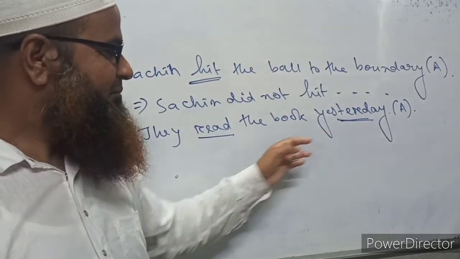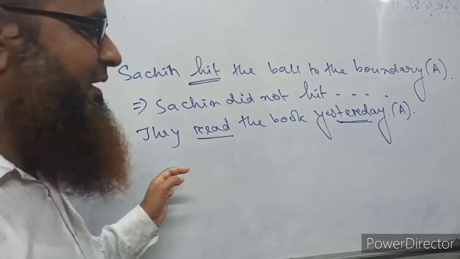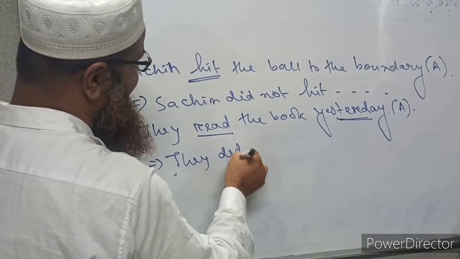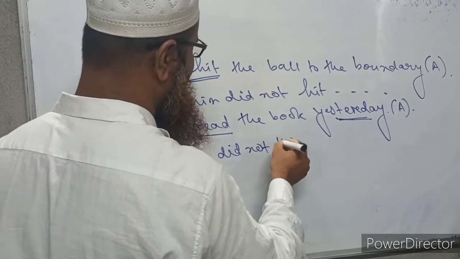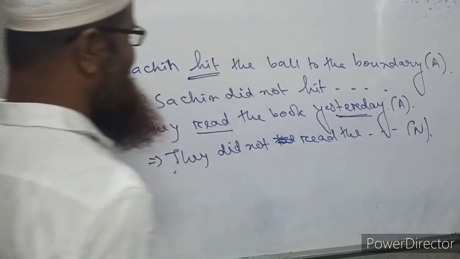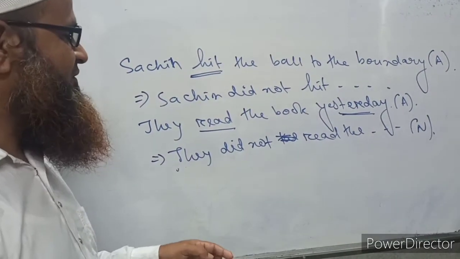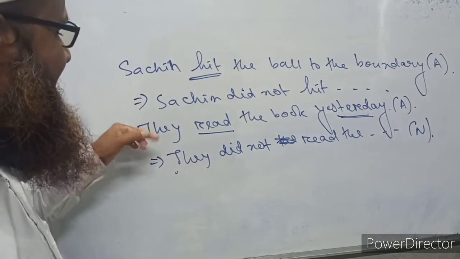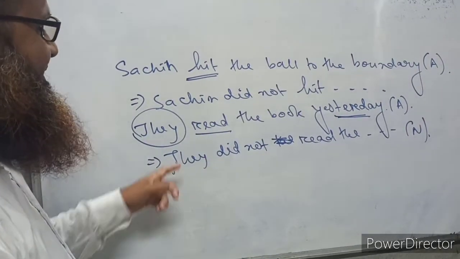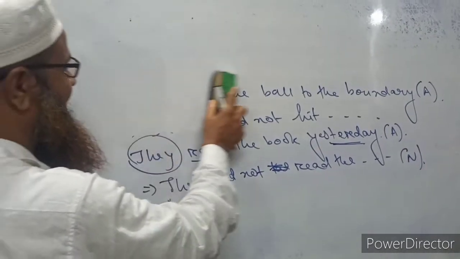That is why the verb read is in past tense, and if we want to make it negative, we have to take the help of did. They did not read the book yesterday. It will be the negative form of this sentence, because read is in past tense. It is not in present tense. Though the subject is third person plural, the time indicates that the sentence is in past tense. So in this way, we may clear our doubt.